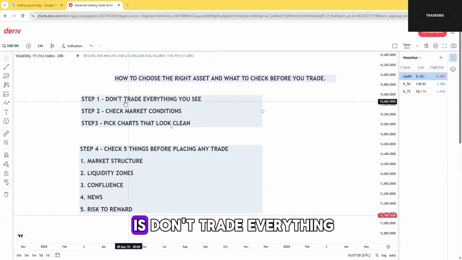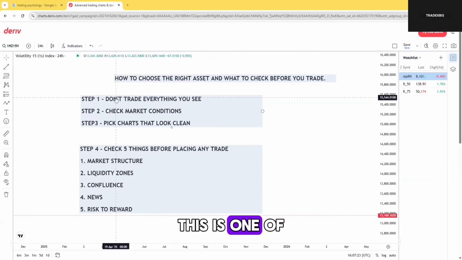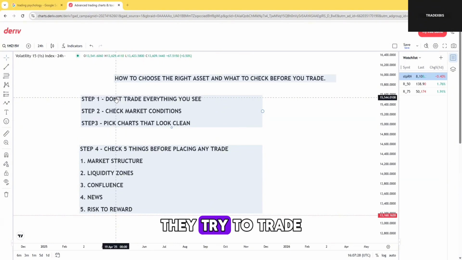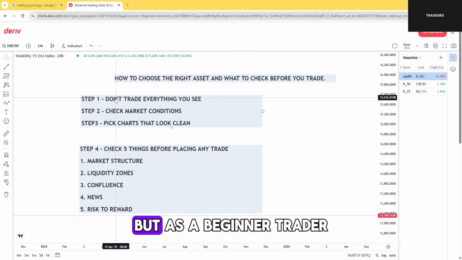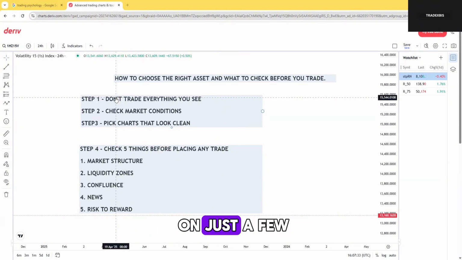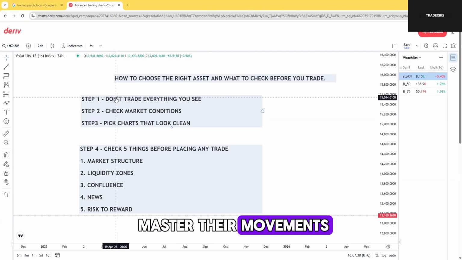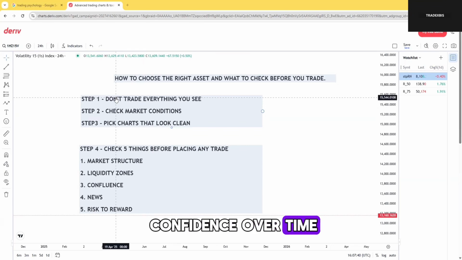The first step here is don't trade everything you see. This is one of the biggest mistakes beginner traders make when they start trading in the financial market. They try to trade everything they see in the market. But as a beginner trader, you have to focus on just a few assets you understand very well. That focus helps you master their movements and you will build confidence over time.